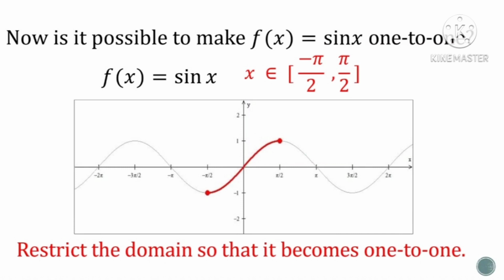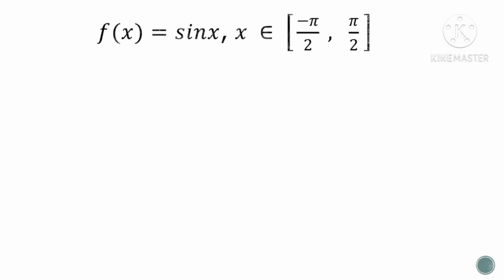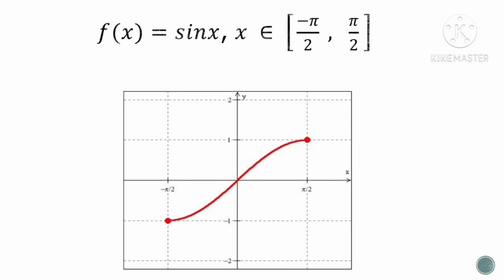There are many branches possible. For example, you may consider the interval minus 3 pi by 2 to minus pi by 2, or the interval pi by 2 to 3 pi by 2, etc. So many such branches are possible, but we consider the branch minus pi by 2 to pi by 2, and this one is called the principal branch. So we consider f(x) equal to sin x, where x belongs to minus pi by 2 to pi by 2.